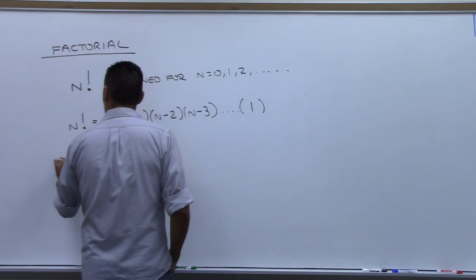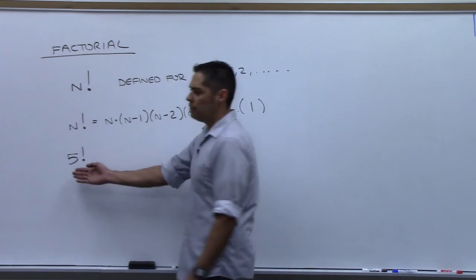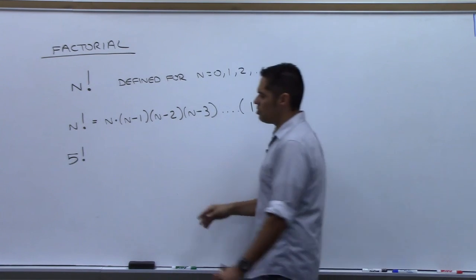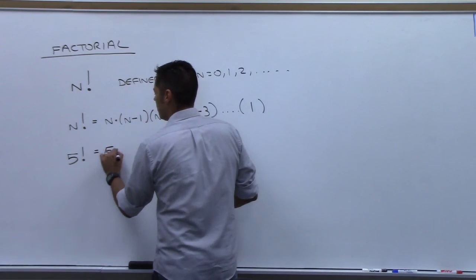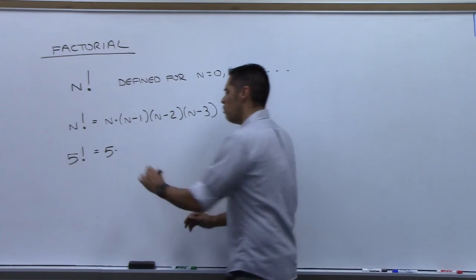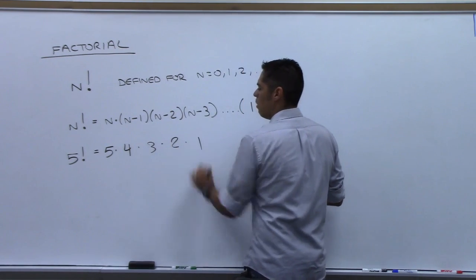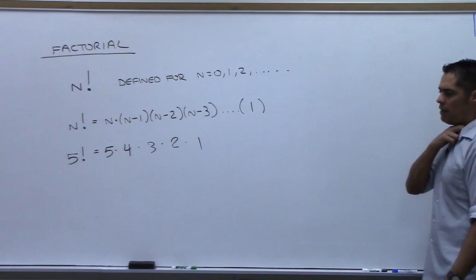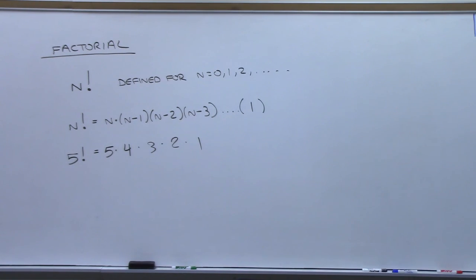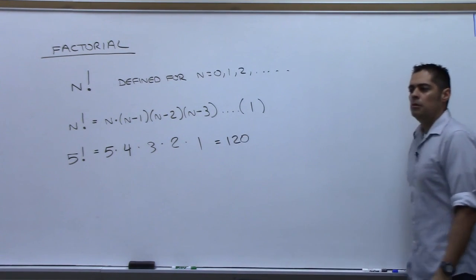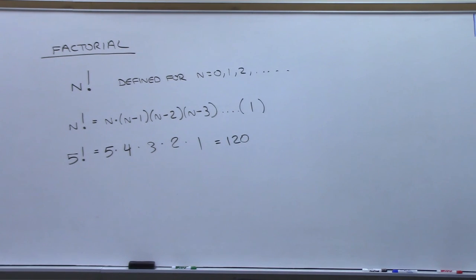So like 5 factorial, what's n here? 5, so it's defined, right? I can do this. This should be 5 times, take 1 away, 4, take 1 away, 3, 2, 1. That's it. 5 times 4 times 3 times 2. And then you multiply it out. You actually do the multiplication. And what do you get here? 120. Okay?